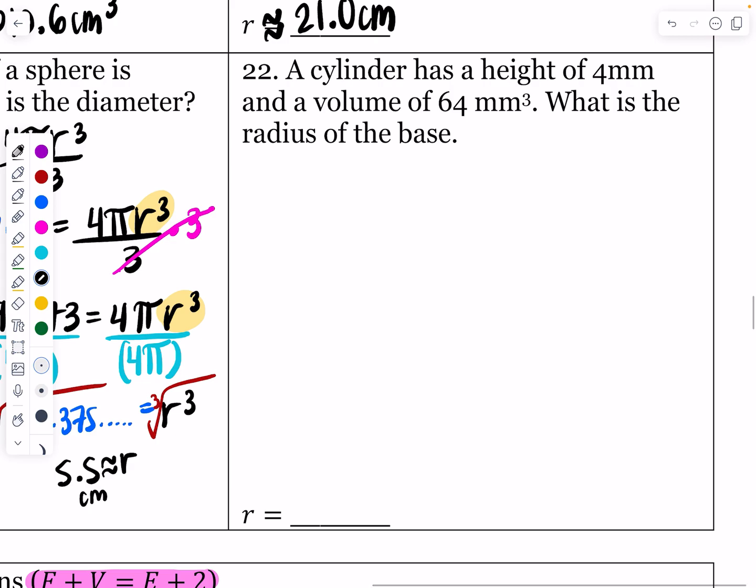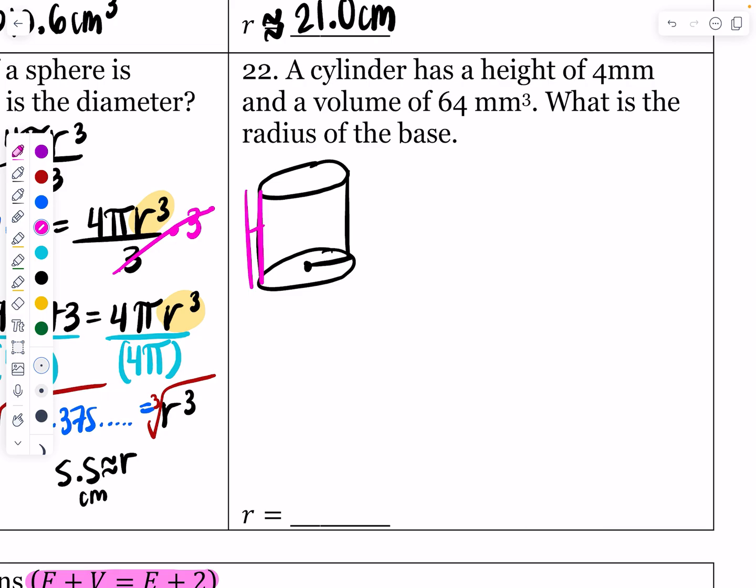All right, so we have a cylinder. If you want to draw this out, you can. A cylinder has 2 circular bases. So we know for a cylinder we need our radius and we need our height. So there's my height. Here's my radius.